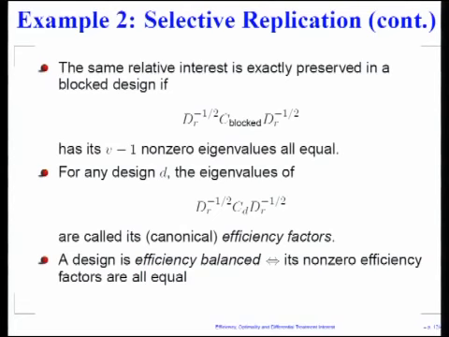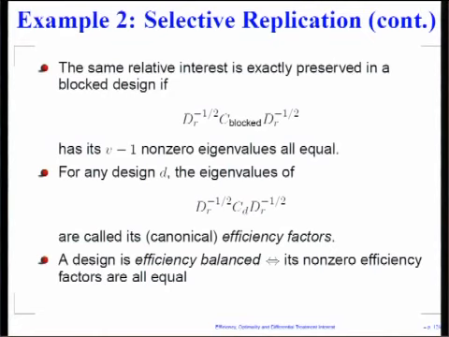Okay? Now, let's look at a block design, and let's do the same operation to its information using its replicates. So the same relative interest is exactly preserved in the block design if its non-zero eigenvalues are all equal. Remember the previous, all 1. If these are all equal, and it turns out they have to be less than or equal to 1, then relatively speaking, we have exactly the same relative information in this block design as we would have had in the completely randomized design with the same replications.